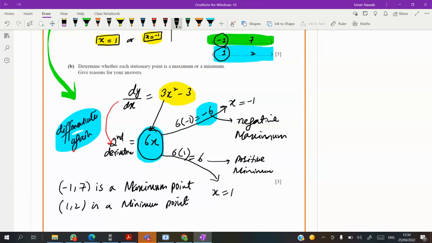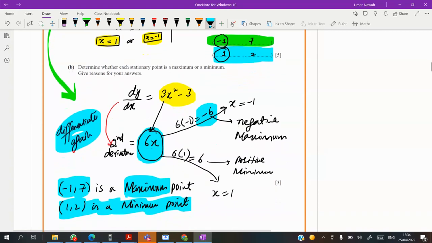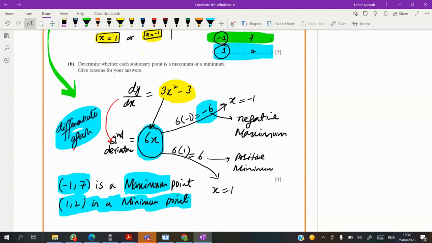I hope I didn't miss anything, because minus 1, 7, when I substituted, I got a negative answer. Is this a maximum point? The examiner was asking the nature of the stationary point. So this stationary point, minus 1, 7, is a maximum point, and 1, 2, because it gives the second derivative positive, so it's a minimum point. So we found both points.